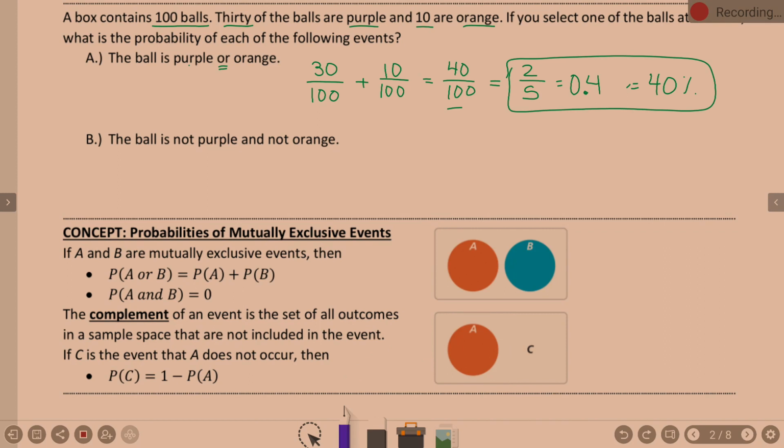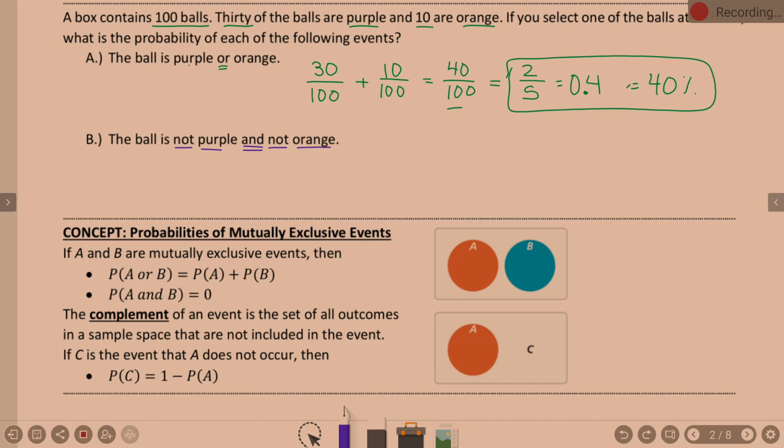Okay. B. The ball is not purple and not orange. Thoughts on if the ball is not purple and not orange? Just subtract 40 from 100. Okay. So the idea that the probability the ball is purple or orange is 40 out of 100, yes? So if we're taking that 40 and we're taking away from the total, which the total was 100, okay?